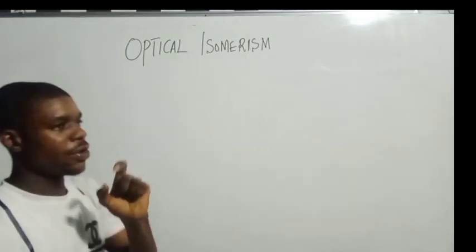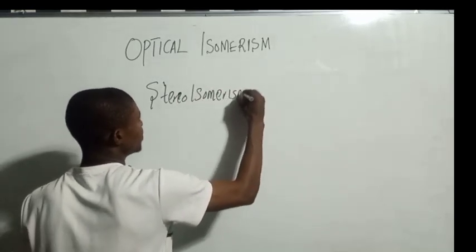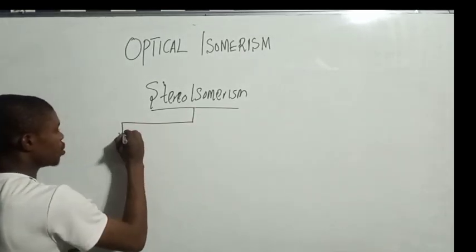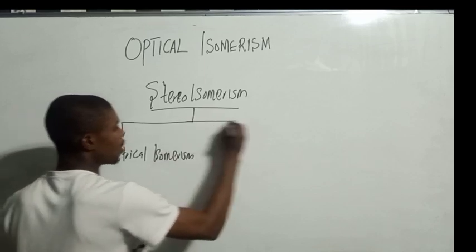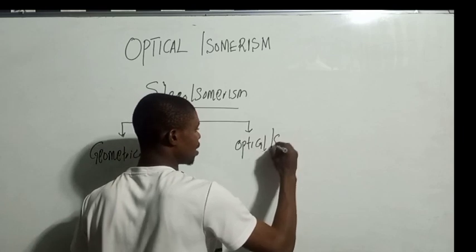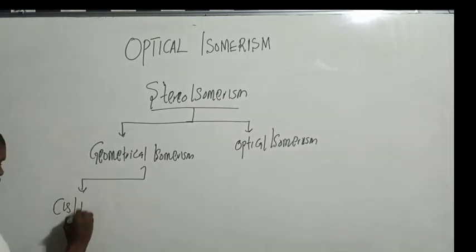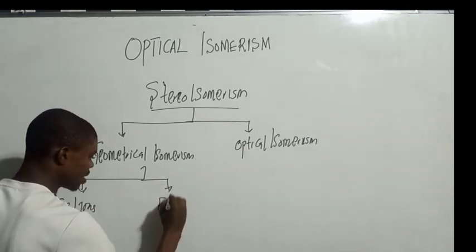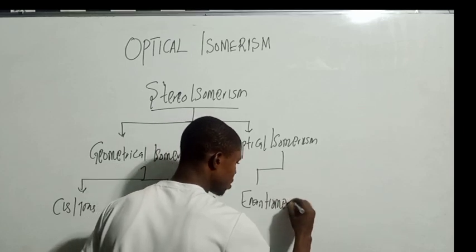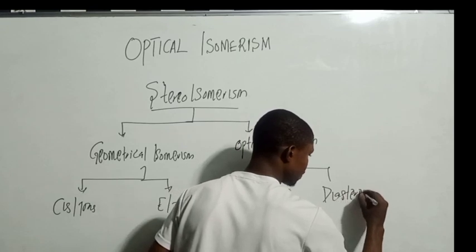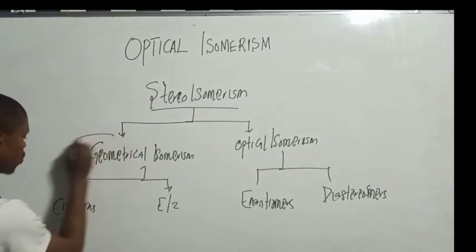So now there's something here, stereoisomerism. Let me just break it down. Stereoisomerism is divided into two parts. Here we have geometrical isomerism, and here we have optical isomerism. Now this geometrical isomerism is divided into two parts, which is cis/trans, and here we have E/Z. You see that? Then this optical isomerism is divided into enantiomers and diastereomers.